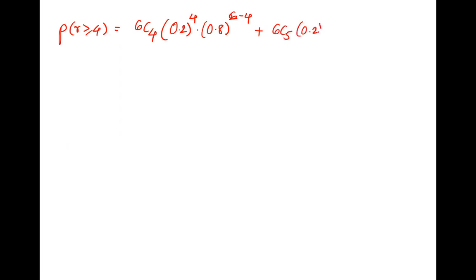Let's find out that. Probability of R greater than or equal to 4 is, probability of R is 4 we are writing. So N is 6, C4, what is P? 0.2, raised to R is 4, into 0.8 raised to 6 minus 4, that is 2. Then 6C5, 0.2 raised to 5, 0.8 raised to 6 minus 5. Plus 6C6, 0.2 raised to 6, 0.8 raised to 6 minus 6. Do this.